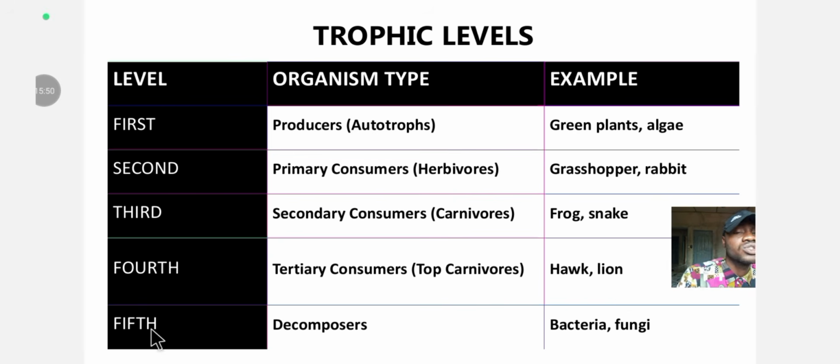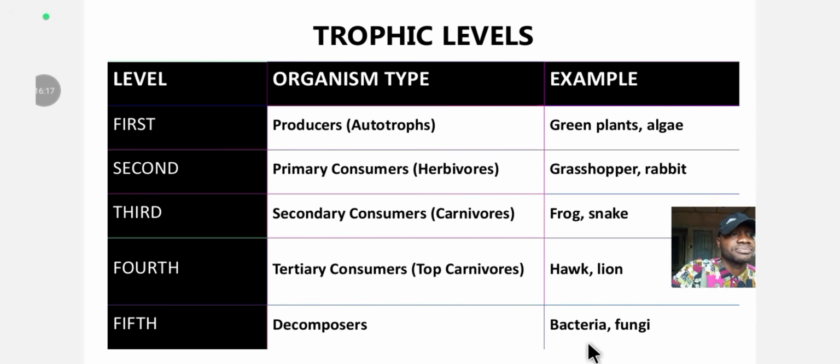While we have the fifth trophic level, which are the decomposers. And the decomposers, what do they do? They decompose. They are the ones that convert these nutrients back to what plants can use to grow and develop again, to start the trophic level. So they include bacteria, fungi, and so on. Those decomposers, those saprophytes and so on.